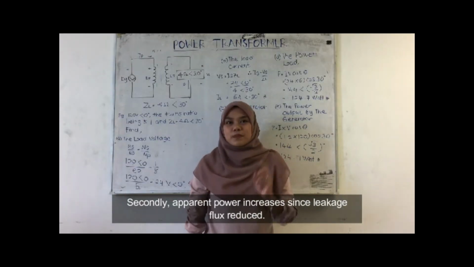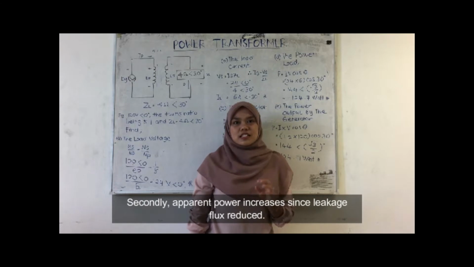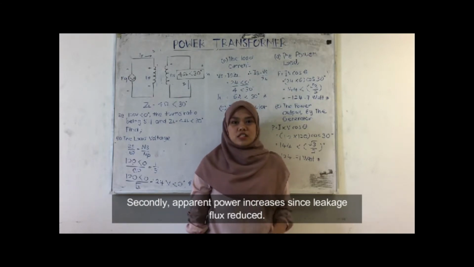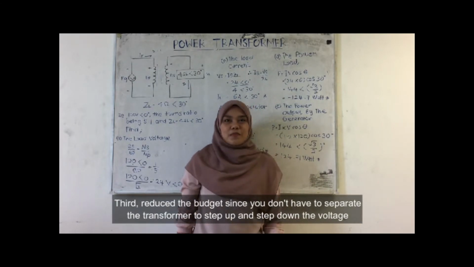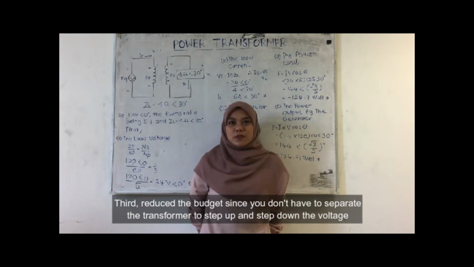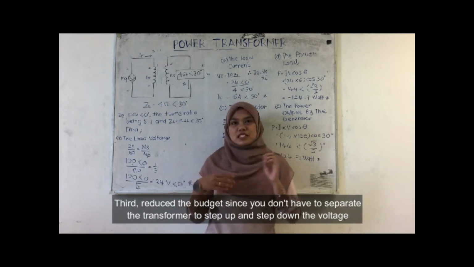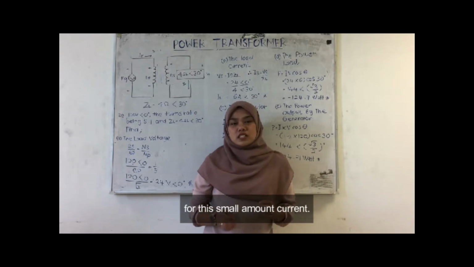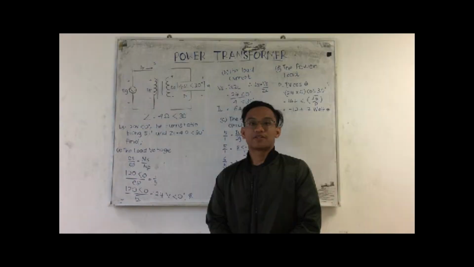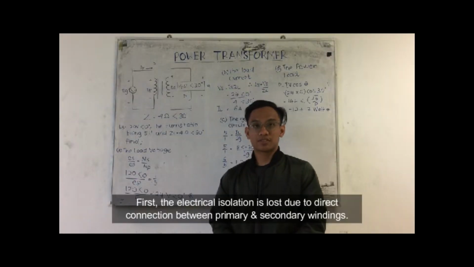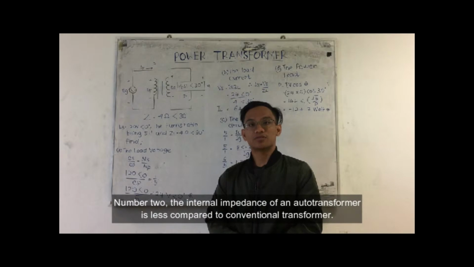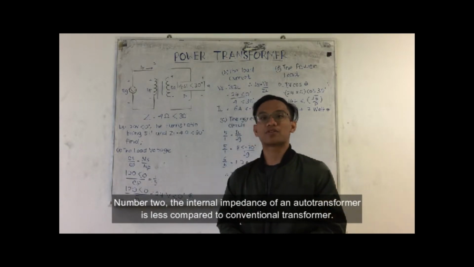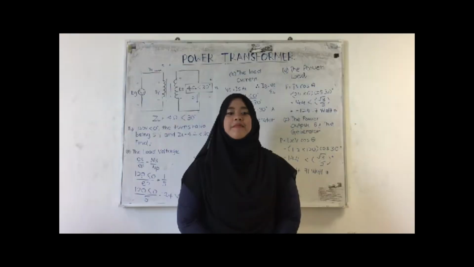The second one is apparent power increases since leakage flux is reduced. The third one, reduced budget since you don't have to use separate transformers to step up and step down the voltage for this small amount of current. For the disadvantages, first, the electrical isolation is lost due to direct connection between primary and secondary windings. And number two, the internal impedance of an auto transformer is less compared to a conventional transformer.